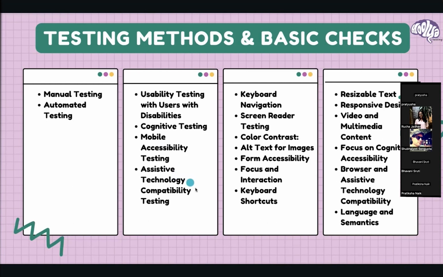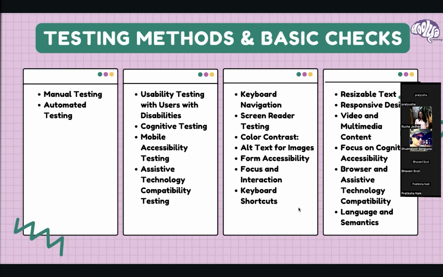Assistive technology compatibility testing. We were also talking about the screen reader, TalkBack, VoiceOver, Siri, Google. All these are some of the other kinds of assistive technologies. Okay, these are the basic checks, the other two columns that you see, which can be done and will also have an impact on the accessibility testing. This keyboard navigation we just spoke about.